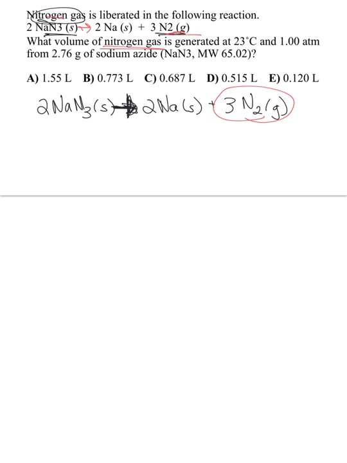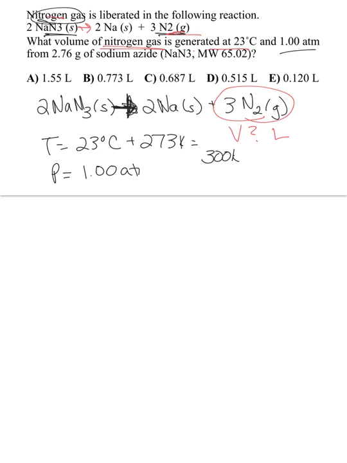What volume, we want to know the volume, and it's going to be in liters, is generated at 23 degrees Celsius. So go ahead and put your temperature, 23. Now we're dealing with gas laws, so you're going to have to convert that to Kelvin. So that will be 300 Kelvin. And 1 atmosphere, so go ahead and define 1 atmosphere for pressure. Now you're given an amount. You're given 2.76 grams of sodium azide over here. So you're going to have to use stoichiometry.